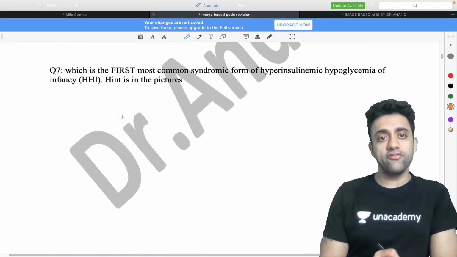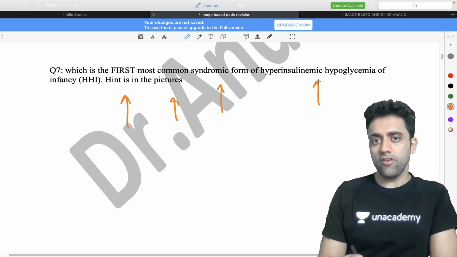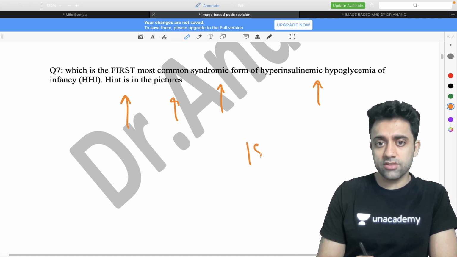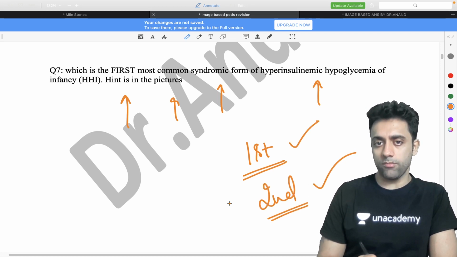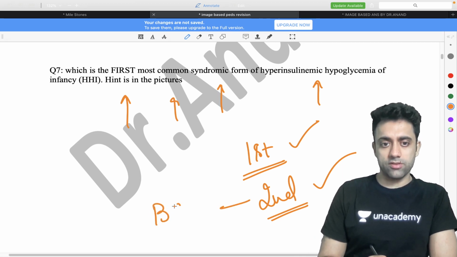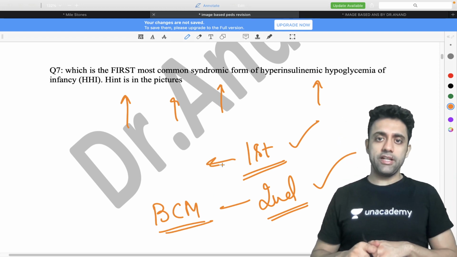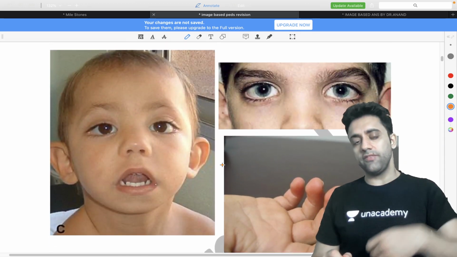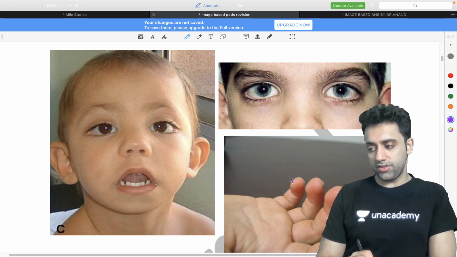The next question is, which is the first most common syndromic form of hyperinsulinemic hypoglycemia of infancy? It's a good question. The second most common is Beckwith-Wiedemann syndrome. For the first most common syndromic form, I have a picture. I'll show you this picture. It's a very beautiful picture. If you can appreciate, what are the findings in this picture?